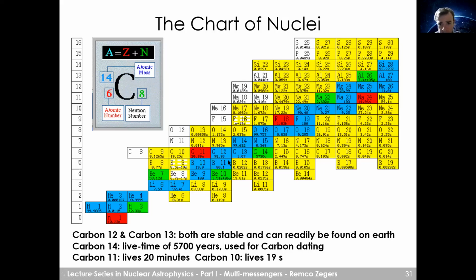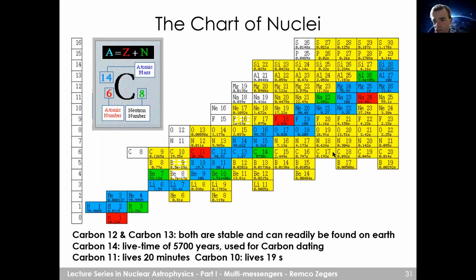So as an example, you can pick carbon-12 right here. This is 6 protons and 6 neutrons. And then just next to it is carbon-13, which has 1 neutron in addition to it. These are both stable, carbon-12 and carbon-13. You can find them on Earth, and carbon-12 is the most prevalent. But then the next one, carbon-14, is not stable. It will decay. It lives for about 5,700 years. That's why it's used for carbon dating, which you might have heard about.